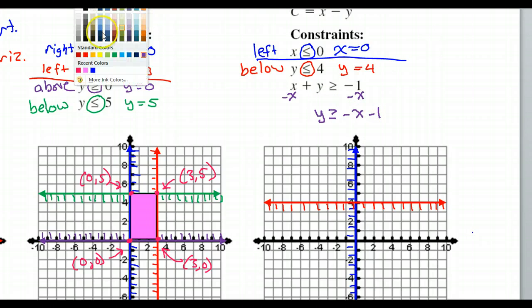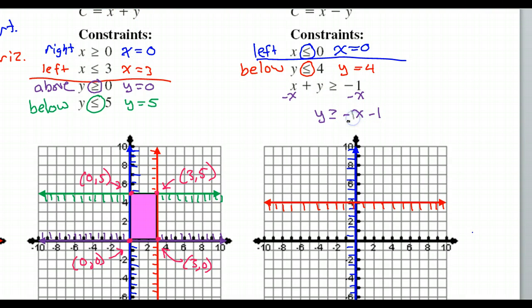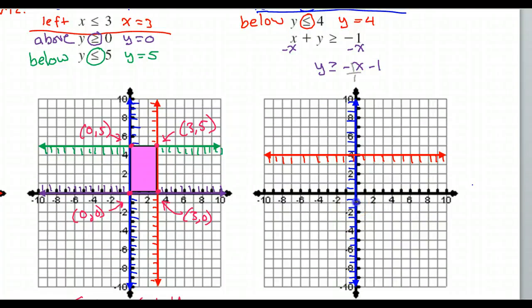When you go to graph this, imagine that there's a 1 right here. So it's like negative 1 over 1. So we're going to start off at negative 1. Should be right here. And then we're going to go down 1, right 1. Always go to the right. Okay, so these are the points that we're going to have. You can go ahead and connect the dots.